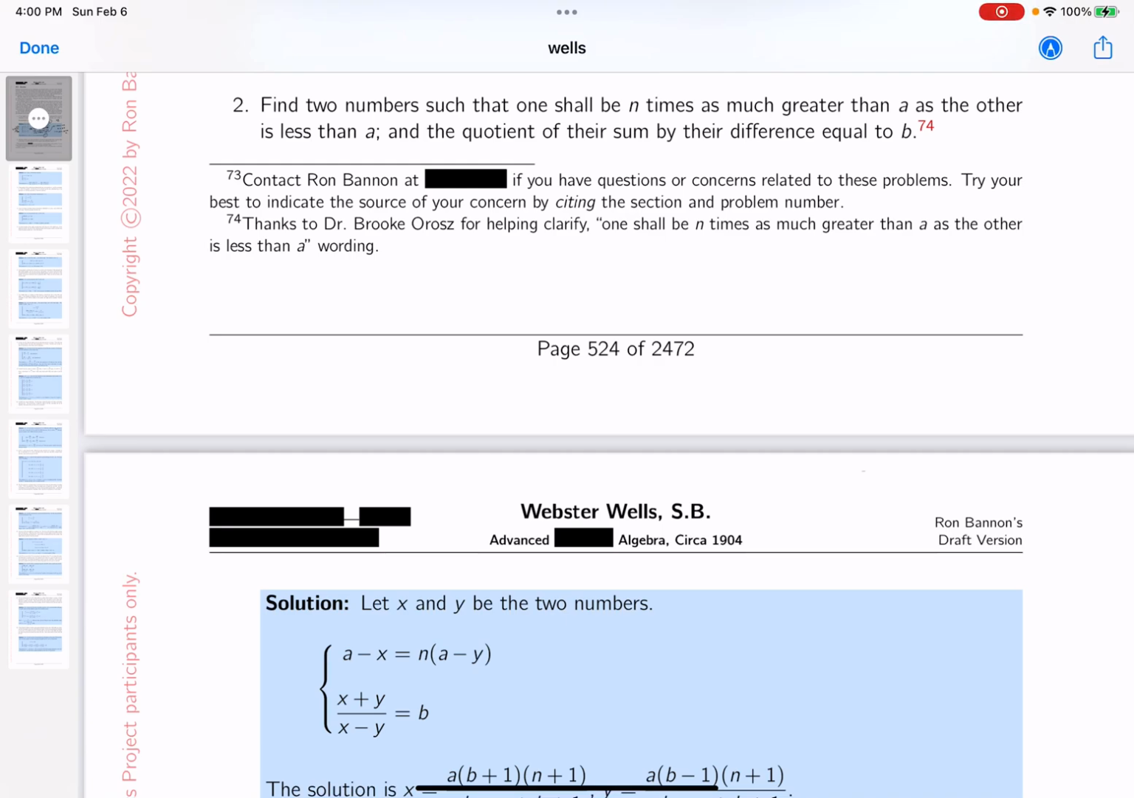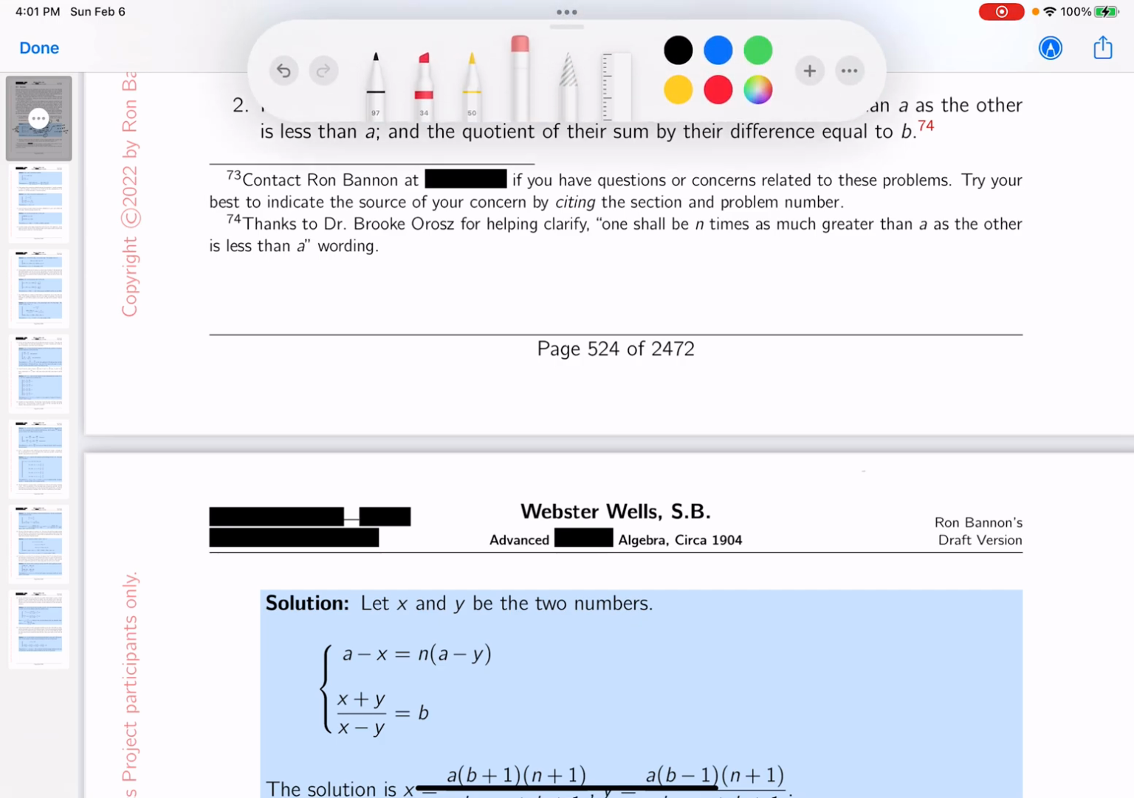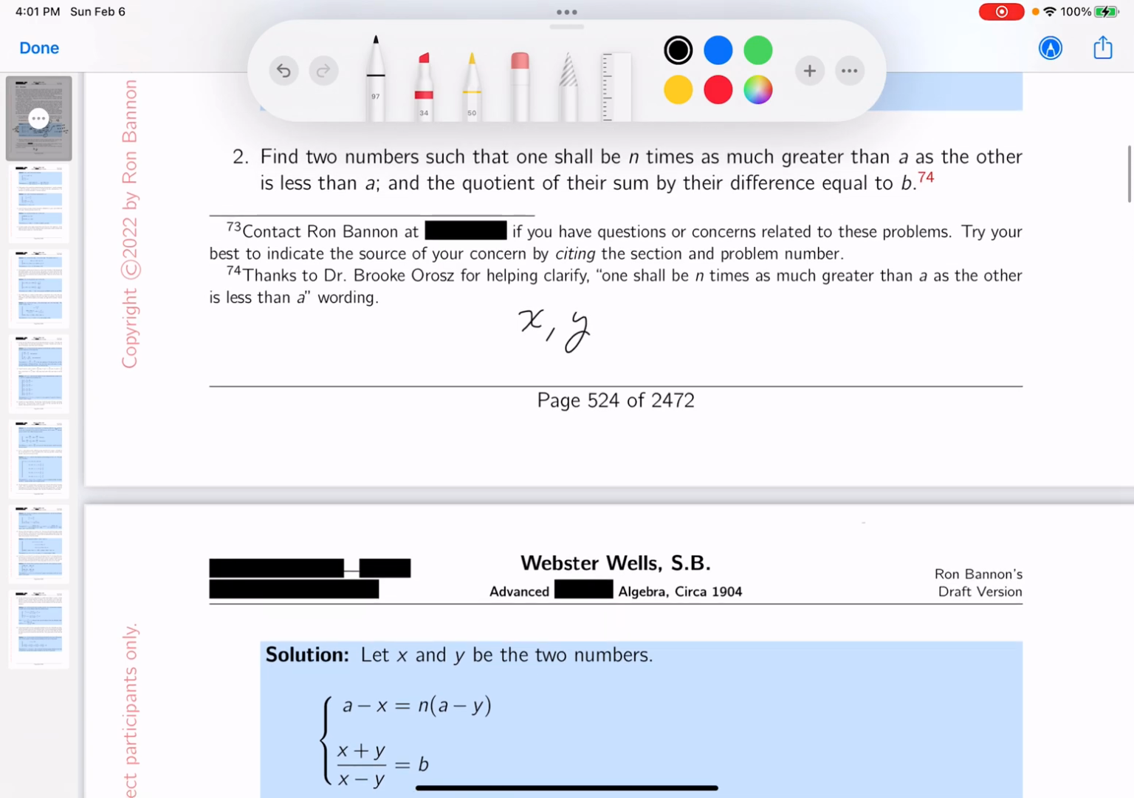Okay, reading it says find two numbers. So I'm going to say the two numbers are x and y. Let me write that down. And again, I'm speaking through it. X and y are the two numbers now. All right, and then I'm going to continue to read it.